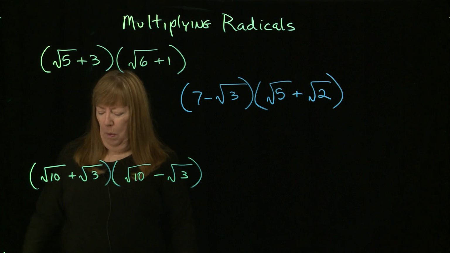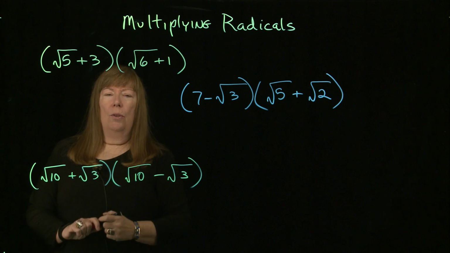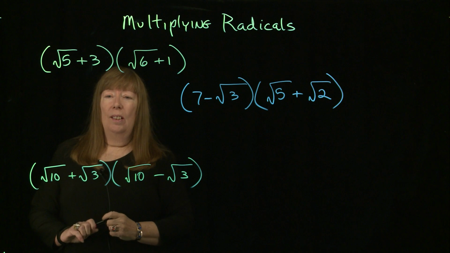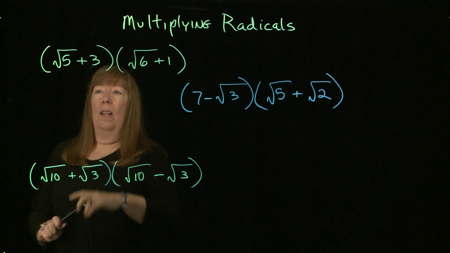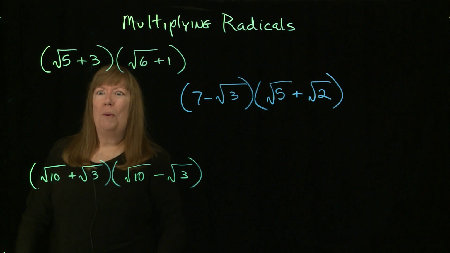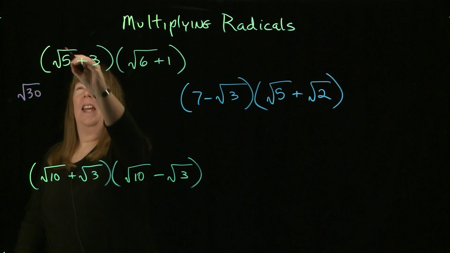Let's try multiplying some radicals. A binomial times a binomial. Do you remember the technique we've used in the past for multiplying a binomial times a binomial? That's right, it's FOIL. First, √5 times √6. The square root of 5 times the square root of 6 is the square root of 30.